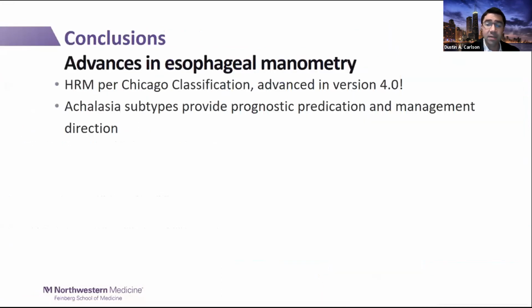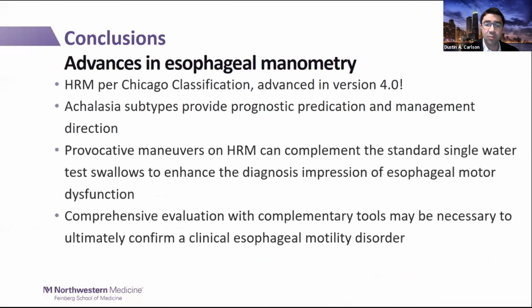So in conclusion, high-resolution manometry and the Chicago classification represent the state-of-the-art for esophageal motility evaluation. Advances over the past several years are reflected in version 4.0 of the Chicago classification that will be formally launched in a few weeks. Identification of achalasia remains the most important directive of an esophageal motility evaluation, and the HRM achalasia subtypes provide useful prognostic information and help direct targeted therapy. Additionally, an expanded HRM test protocol with 2 patient positions is essential, and provocative HRM maneuvers can further complement the manometric test to overall enhance the diagnostic impression.